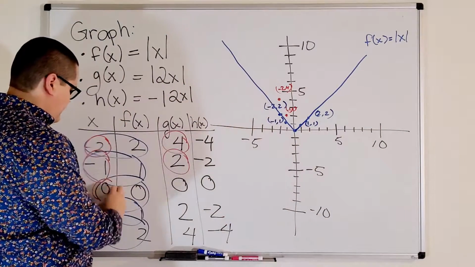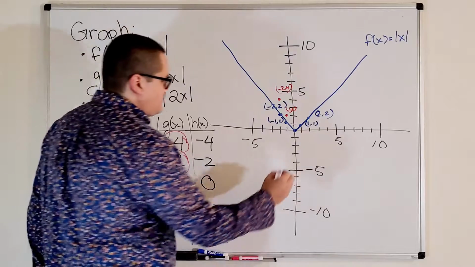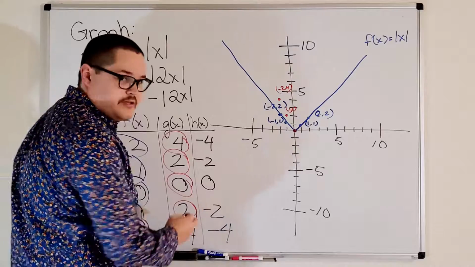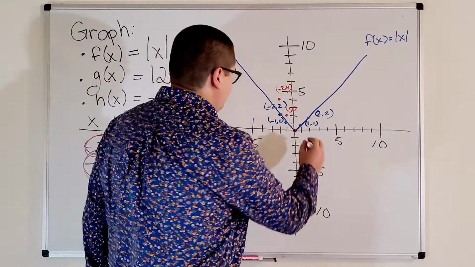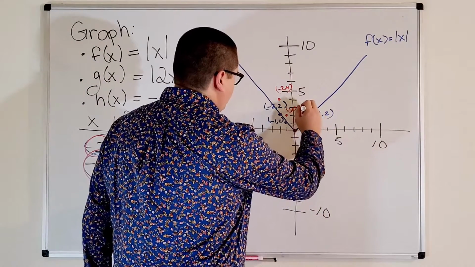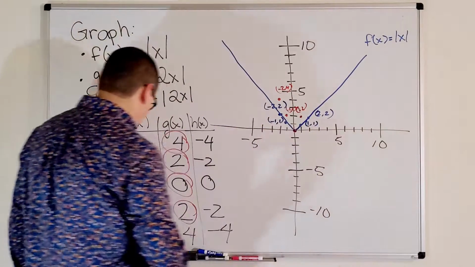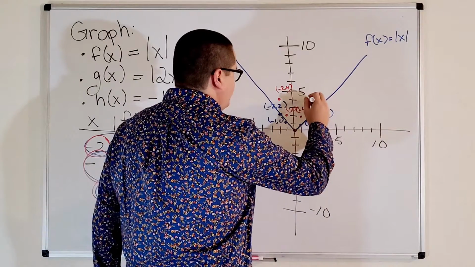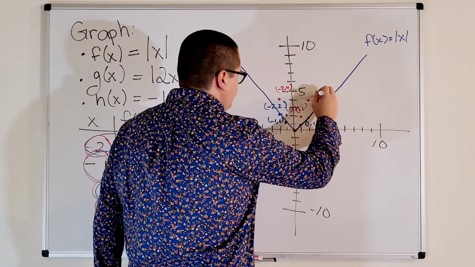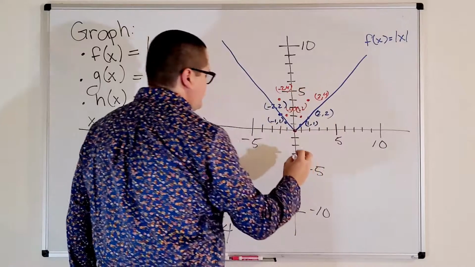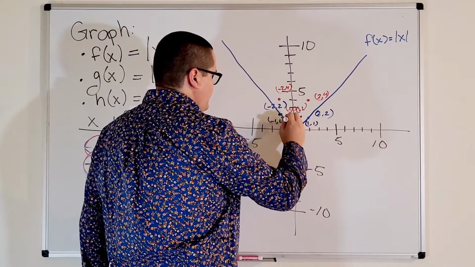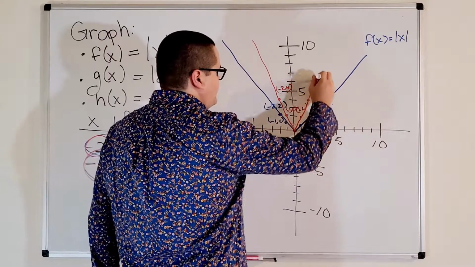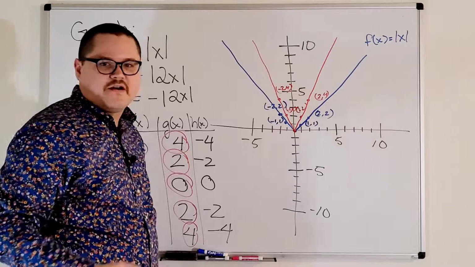Then we have the origin at 0, 0. We have the point 1, comma 2, so right 1, up 2. And then we have positive 2, comma 4. So right 2 and up 4. Connect the dots now. And this is our g of x.